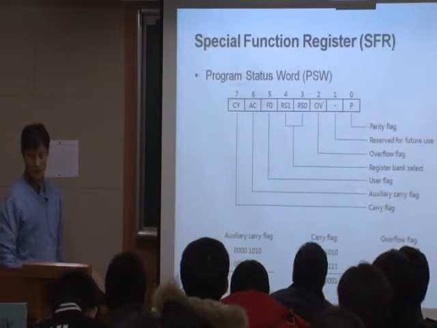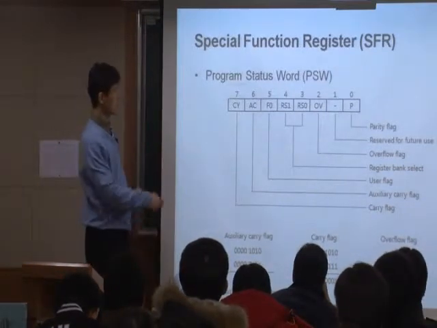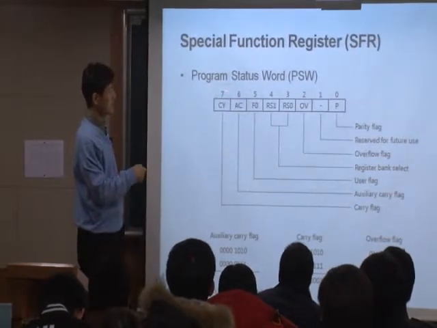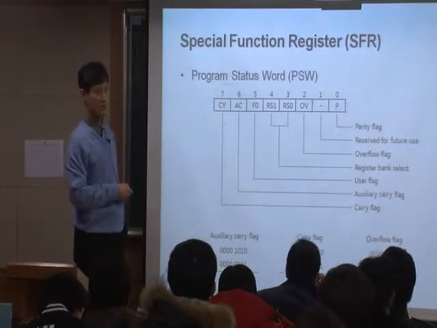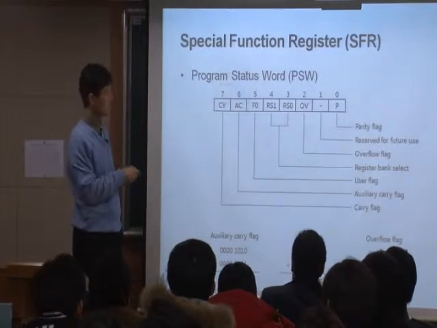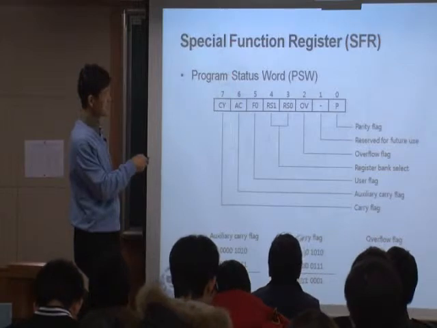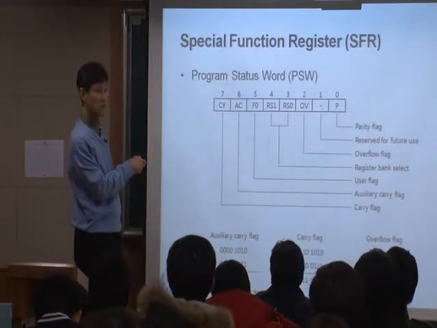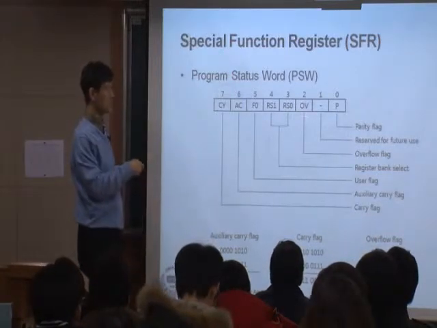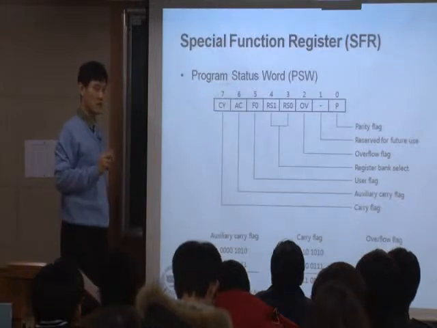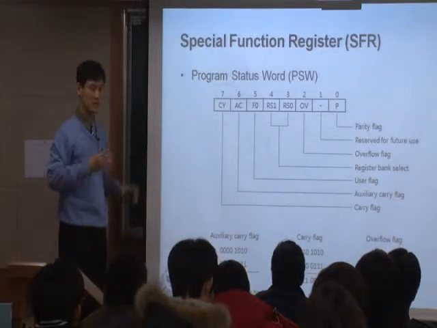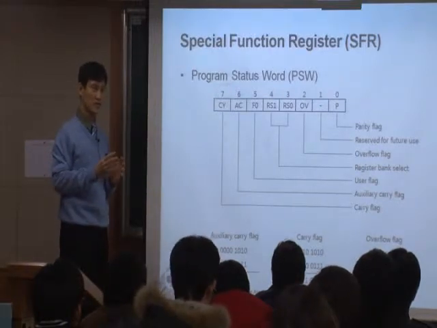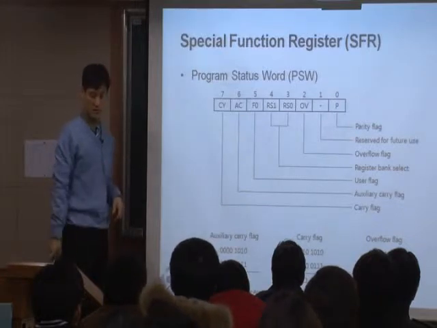Let's look at the program status word first. This is the program status word, one of the registers. You see that it says status. What that means is this register is a very special register which tells you the status of the processor. Status of the processor.